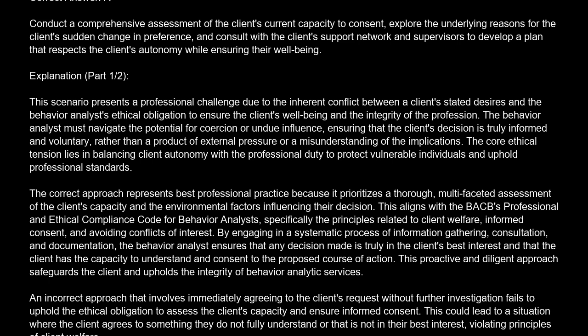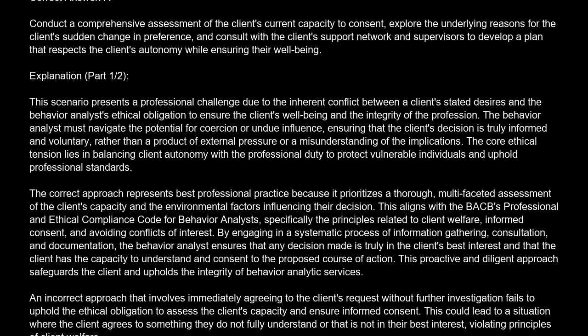Explanation. This scenario presents a professional challenge due to the inherent conflict between a client's stated desires and the behavior analyst's ethical obligation to ensure the client's well-being and the integrity of the profession. The behavior analyst must navigate the potential for coercion or undue influence, ensuring that the client's decision is truly informed and voluntary, rather than a product of external pressure or a misunderstanding of the implications.